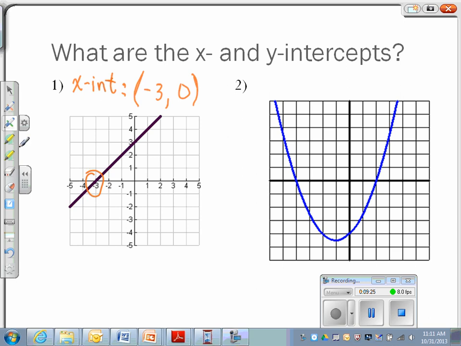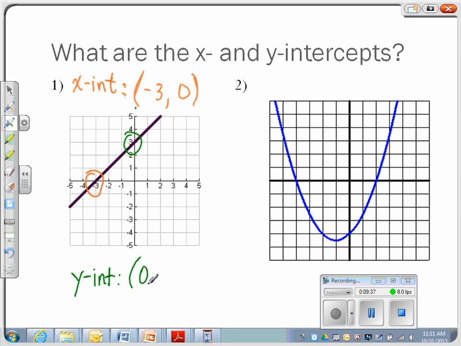Then if I look for the y-intercept, I'm looking for where does the graph cross the y-axis, and that happens here. So the y-intercept is the point 0, 3. And again, I give that as an ordered pair.